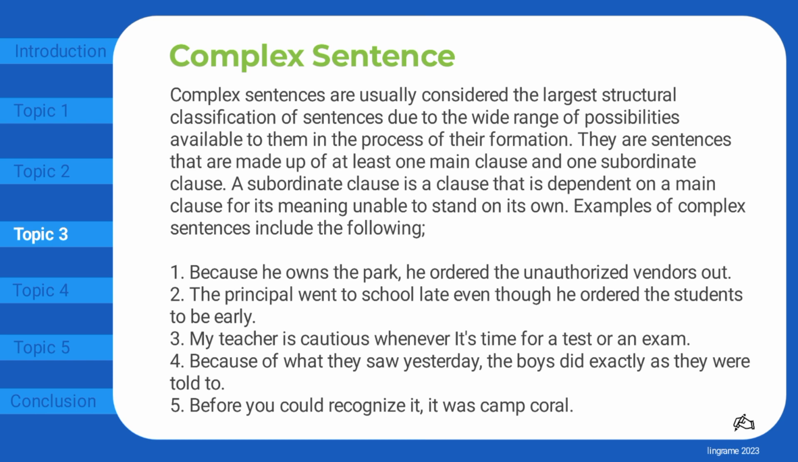Complex sentences. Complex sentences are usually considered the largest structural classification of sentences due to the wide range of possibilities available to them in the process of their formation. They are sentences that are made up of at least one main clause and one subordinate clause. A subordinate clause is a clause that is dependent on a main clause for its meaning, unable to stand on its own.